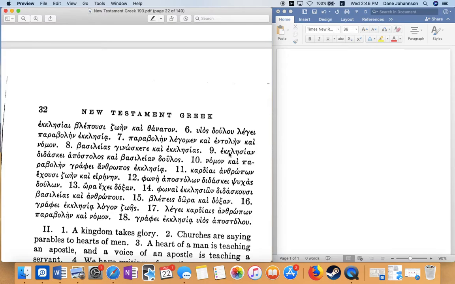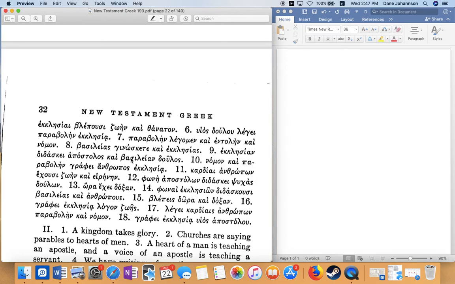Number 9, ekklesian didaski apostolos ki vasilian doulos. So again, he kind of mixes everything up, and you can do this in Greek, but he's especially doing this to teach you. So where's the subject? Who's doing what? Well, we see a verb here, didaski, with the personal ending, he, she, it, teaches. So where is the subject? Oh, apostolos, that's it. An apostle teaches.